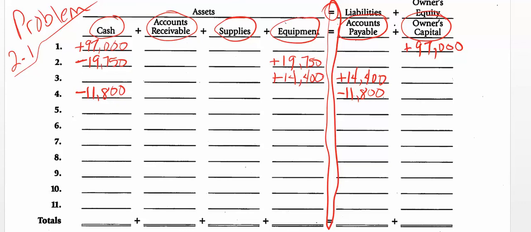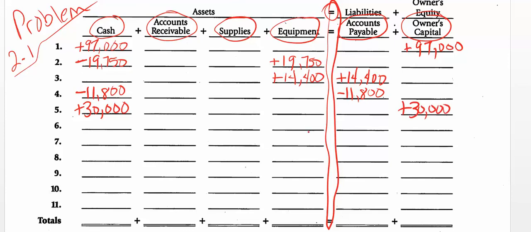All right, number 5. The owner made an additional investment of $30,000 in cash. All right, so we are going to add $30,000 of cash. And this is just like when we started the business with the $97,000. We're going to go straight over to owner's equity and add $30,000.